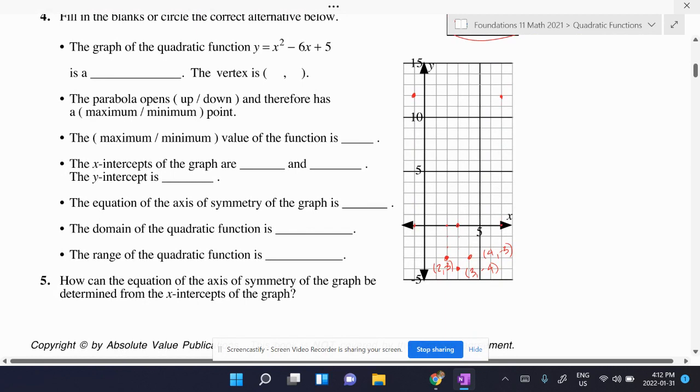Now, for the smooth part, let's try it. Easier said than done. Don't forget to put those arrows on the end, okay? Telling me that it keeps going on forever, okay?